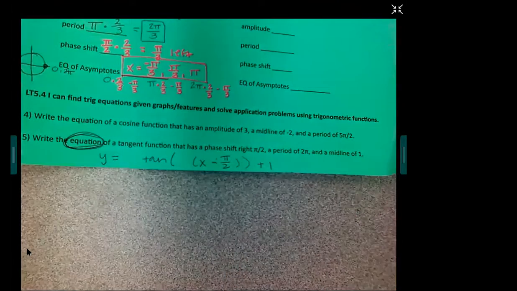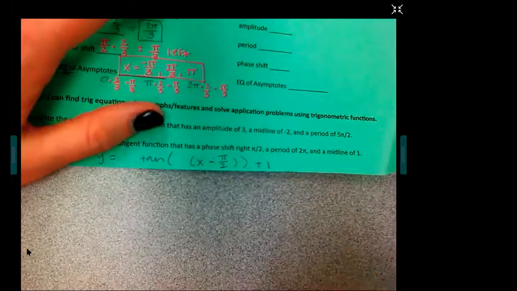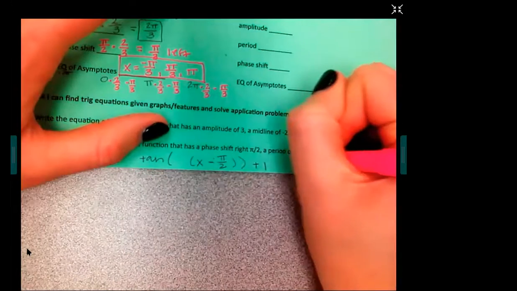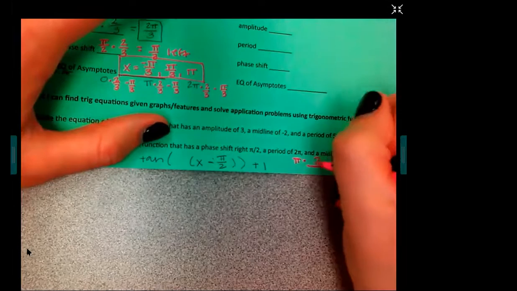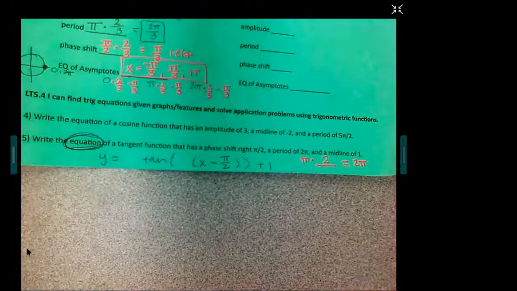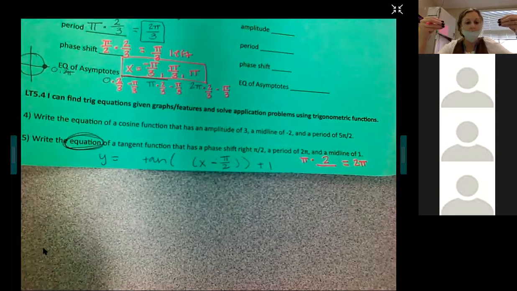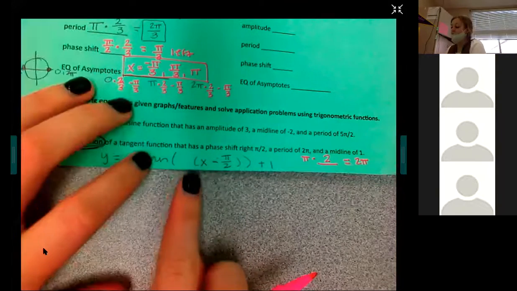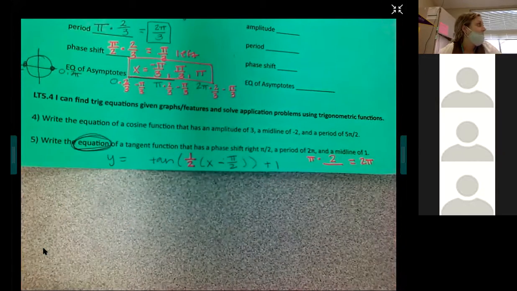So now we just got to deal with the period. Everybody watch. What's the period of tangent supposed to be? So what do I multiply by to make it equal 2 pi? 2. So if we're multiplying by 2, does everybody agree we are stretching by 2? Which means what should my equation say? 1/2. Very good. Does that help whoever needed number 5?